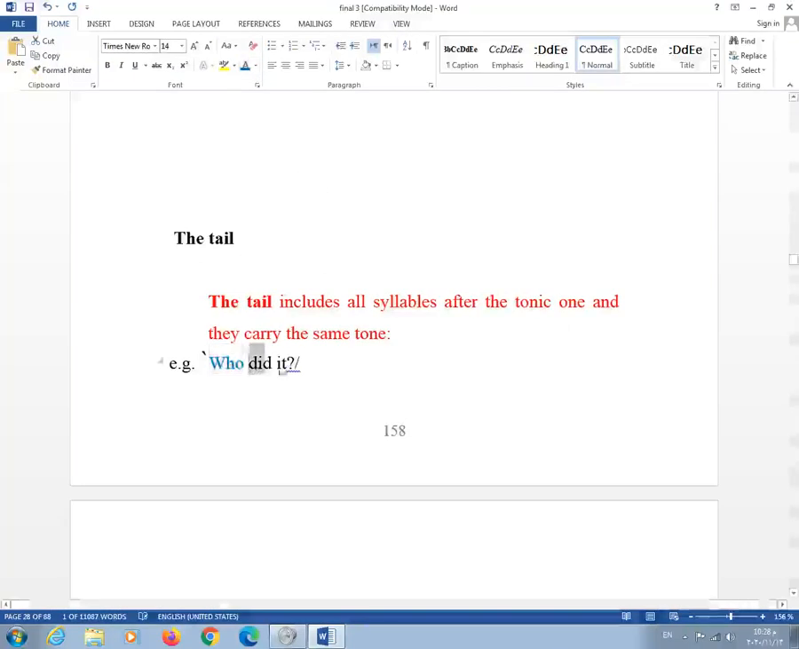This is the green part, the tail, and it falls. I fall on "who", and I complete falling, and get my tone falling on "did it". Who did it? Okay.